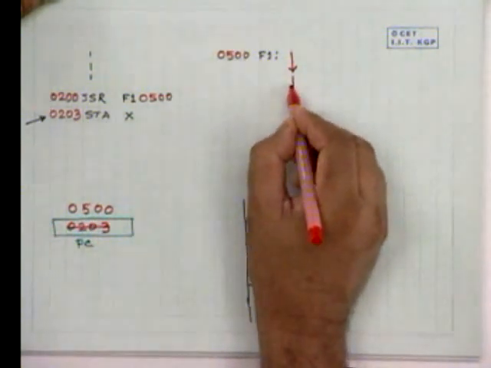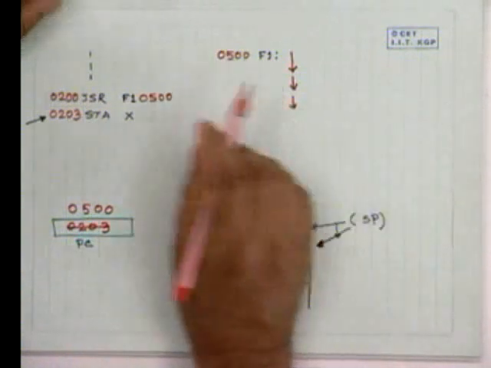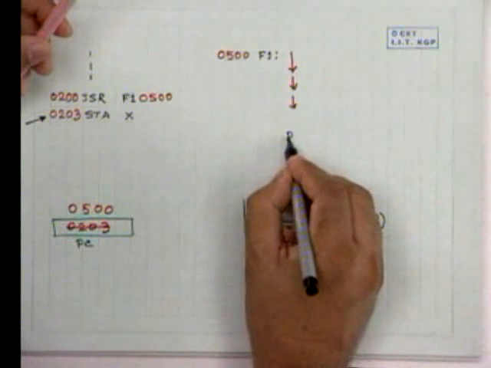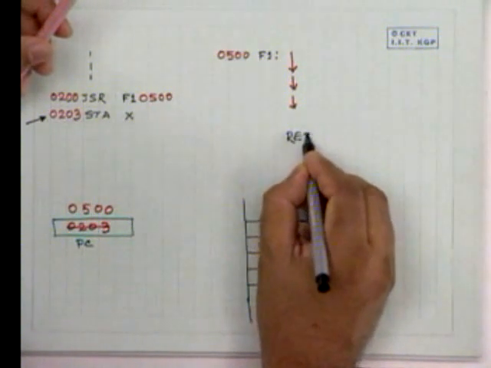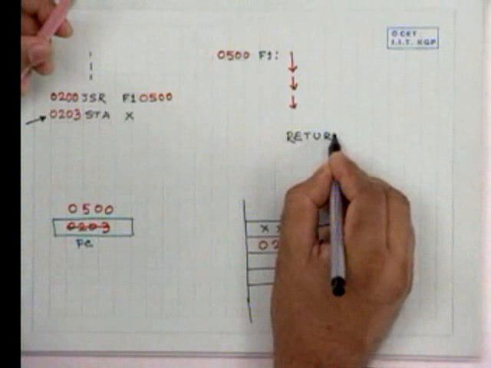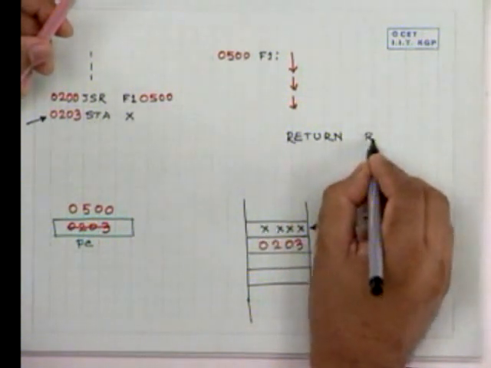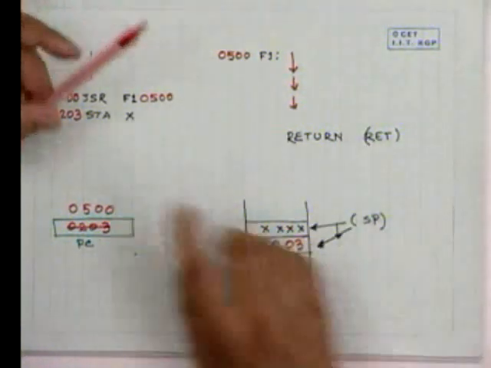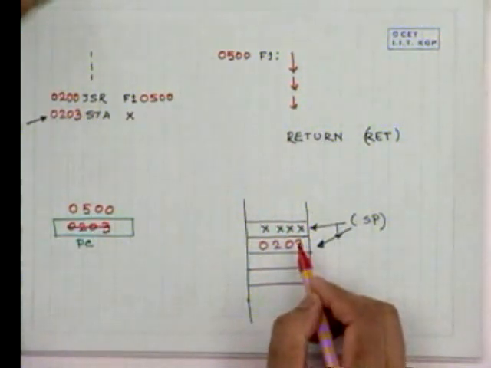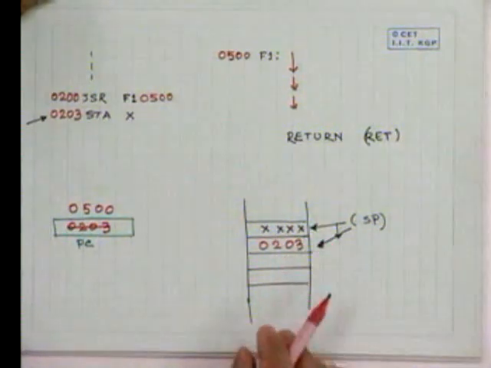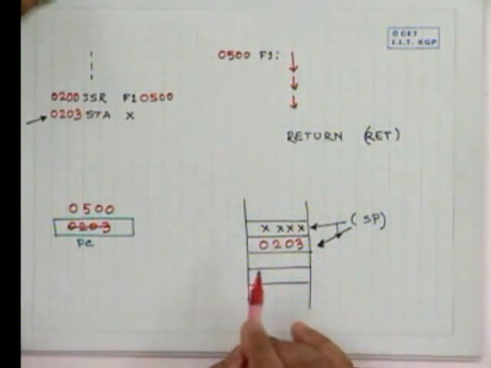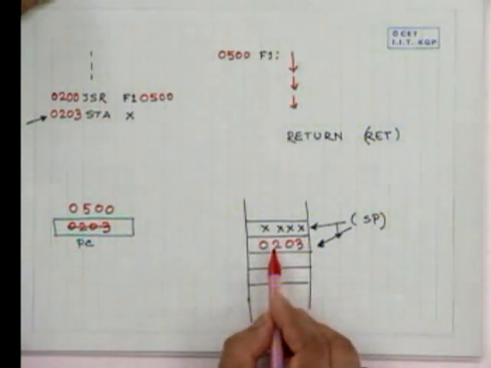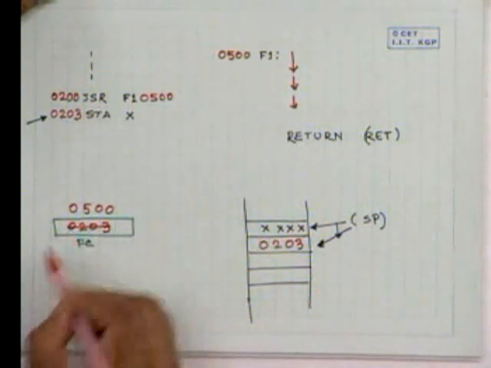Now this function F1 starts executing till it somewhere gets a return instruction. In assembly language we sometimes call it simply a RET instruction. On getting a return, a pop operation hardware-wise is executed, and that pop operation is this: the 0203 which was the top of the stack is taken out and is pushed into the program counter.